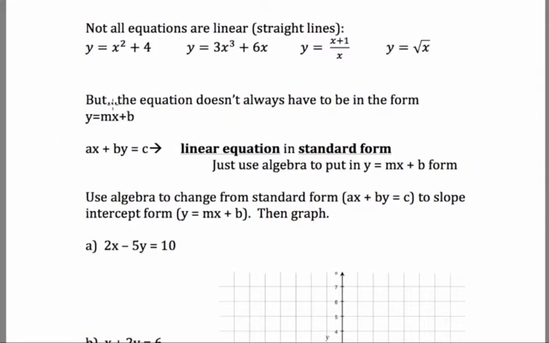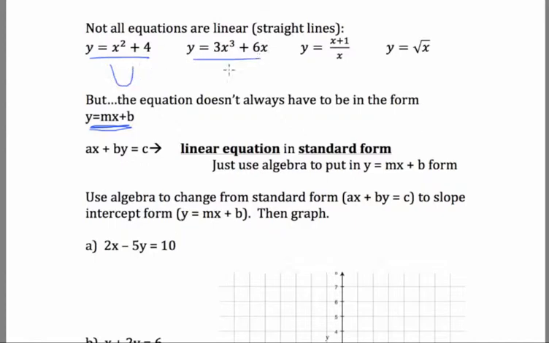We've talked about y equals mx plus b, which is called slope-intercept form. And anything that is in slope-intercept form will automatically give you a straight line. Not all equations are linear. They don't all have to be straight lines. Like this one, it's called a quadratic, makes a parabola shape.